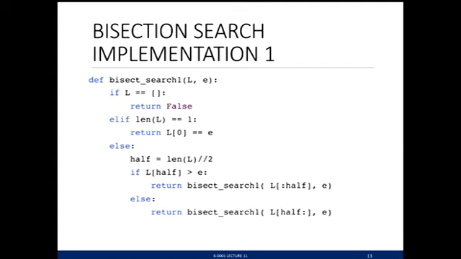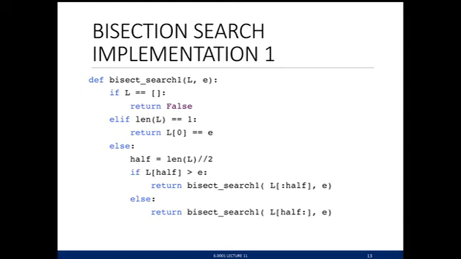It says if the list is empty, there's nothing there, the thing I'm looking for can't be there, I return false. If there's exactly one element in the list, then I just check it. If that thing's the thing I'm looking for, return true. Otherwise, return false. So I'm just going to return the value there. Otherwise, find the midpoint. Notice the integer division here. Find the midpoint in that list and check it.